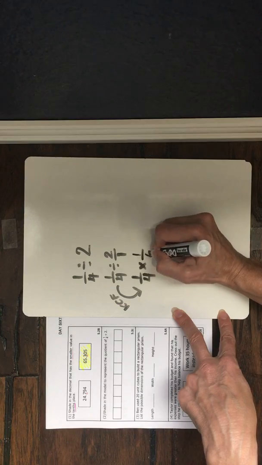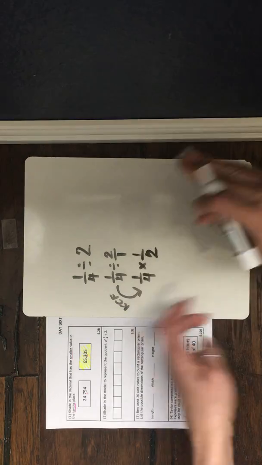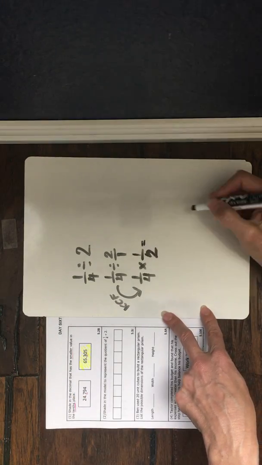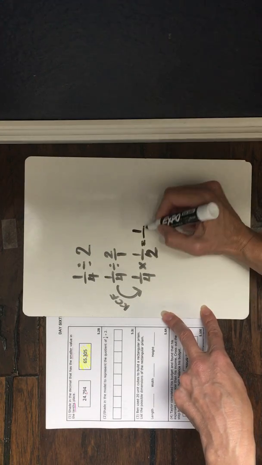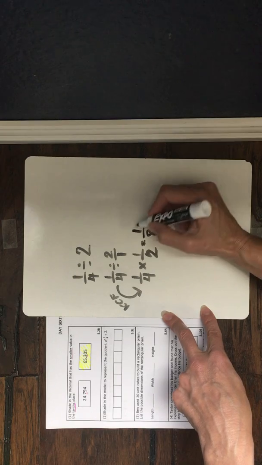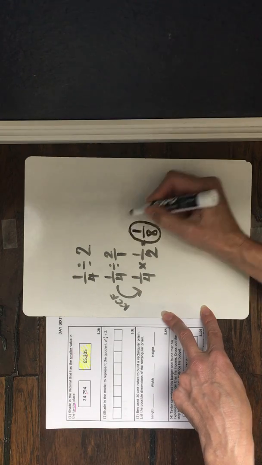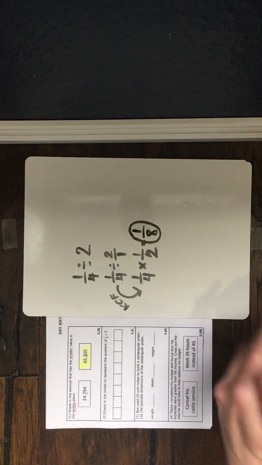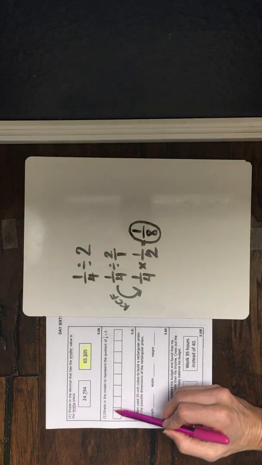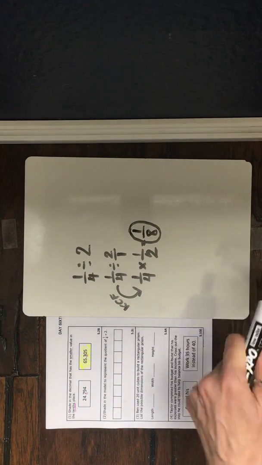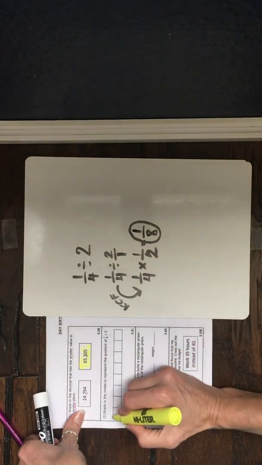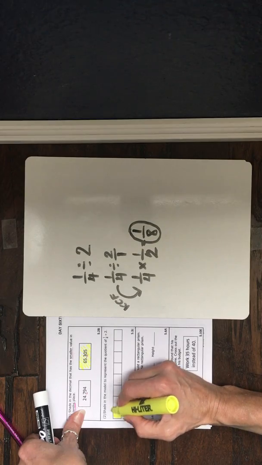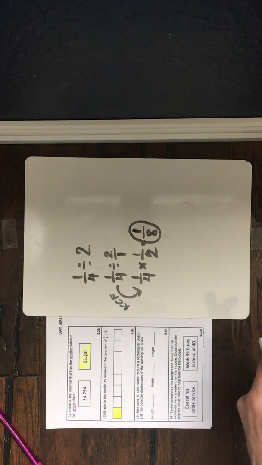Okay, so we have 1/2. And now we just multiply straight across, just like normal fraction multiplication. So we have 1 times 1 equals 1. We have 4 times 2 equals 8. So our quotient, or our answer to this division problem, is 1/8. Well, let's look at our model. We have 1, 2, 3, 4, 5, 6, 7, 8. So they've already divided it for us into 8s, and we're going to shade one of them. So there is our shading the model to represent the quotient of 1/4 divided by 2.